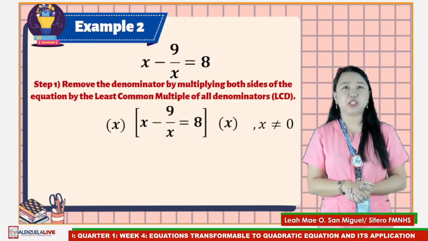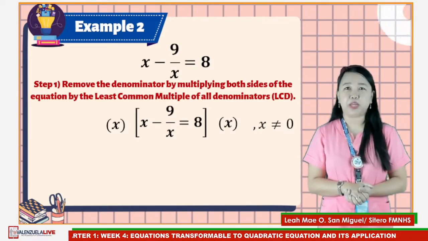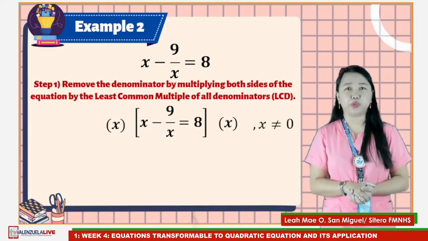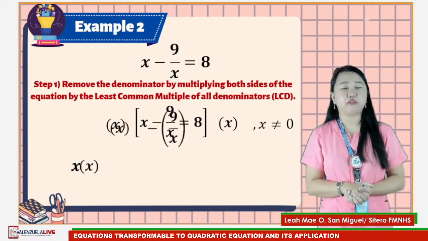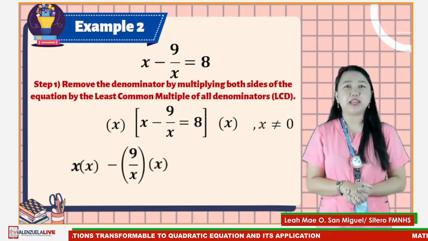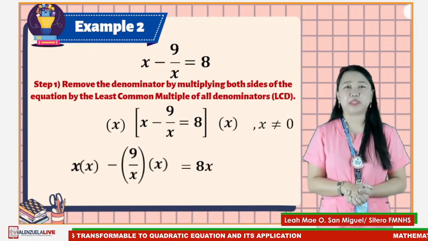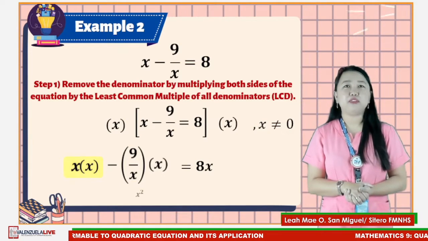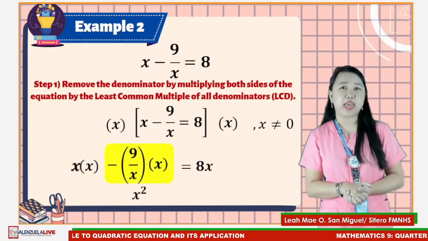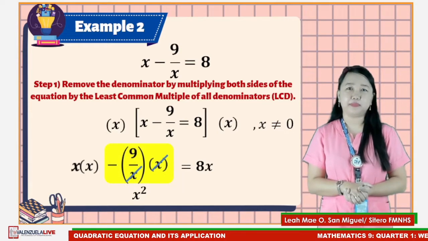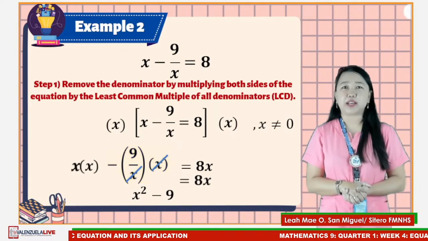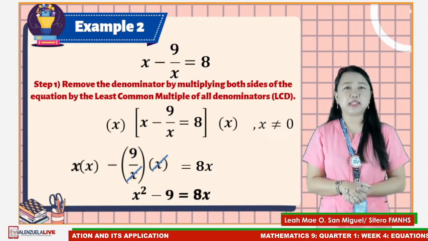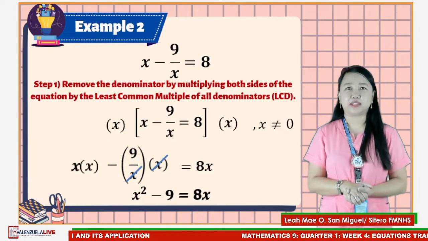Then apply the distributive property of multiplication. This will result in x times x minus 9 over x times x is equal to 8x. X times x is x squared. Negative 9 over x times x is negative 9. Then the equation will be x squared minus 9 is equal to 8x.